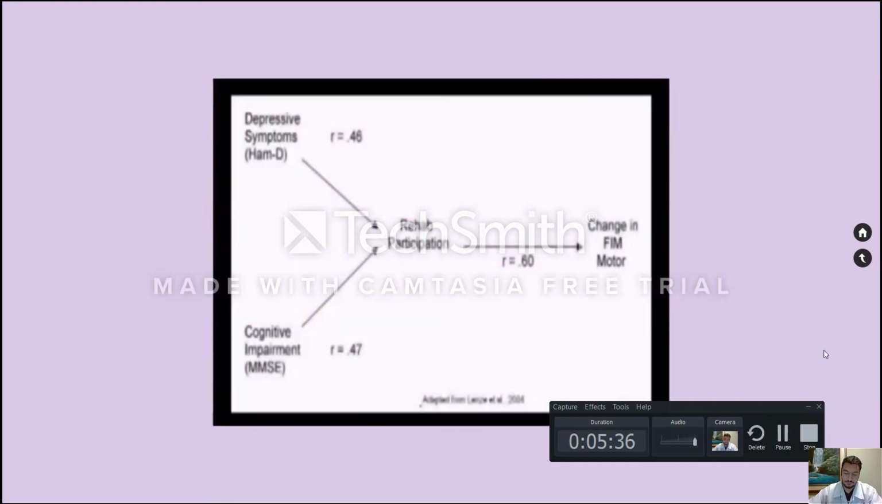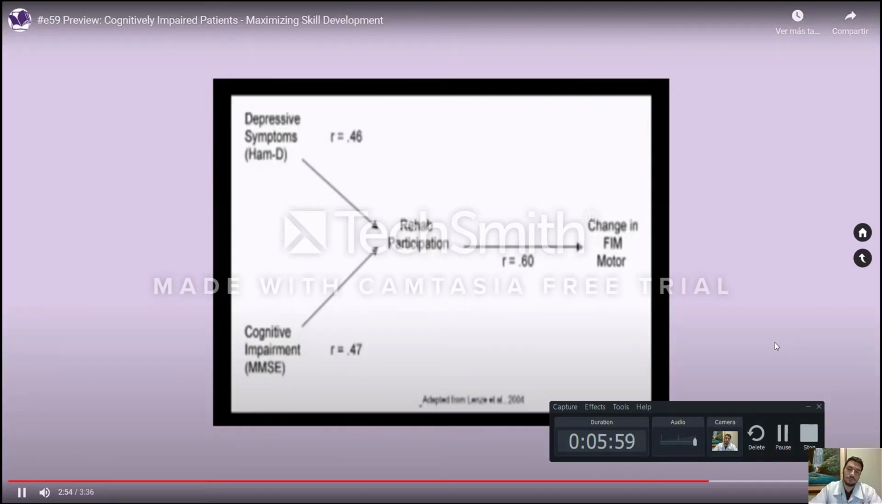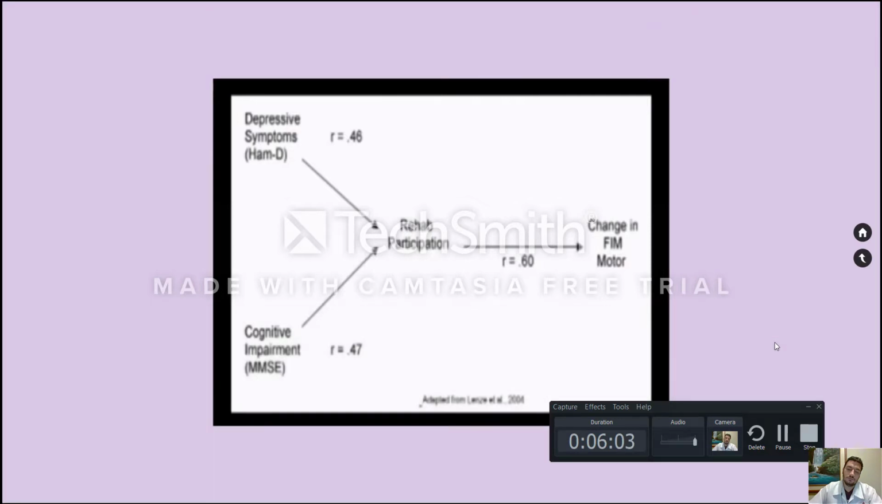Now let's look at the bottom left corner of this slide. Cognitive impairment, as measured by the Mini-Mental State Examination, had a correlation of 0.47 with rehab participation. Once again, square 0.47, you get 0.22, meaning that 22% of how much they participate in the rehabilitation process was predicted by their cognitive impairment. How much impairment did they have going into therapy?